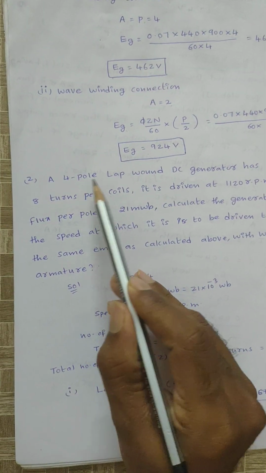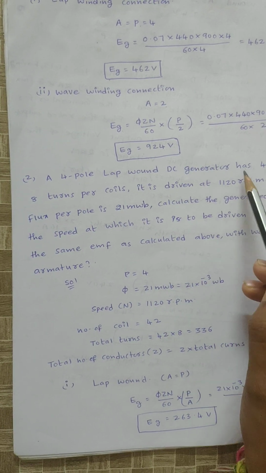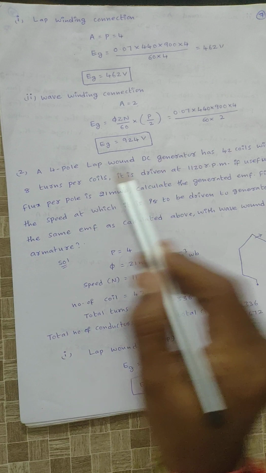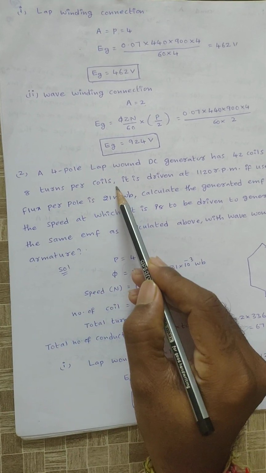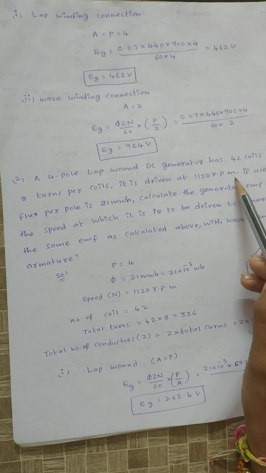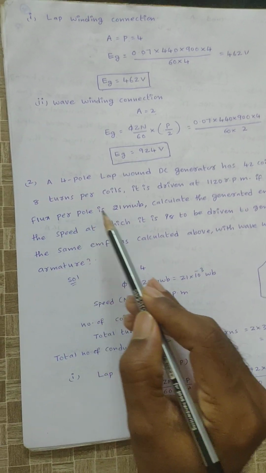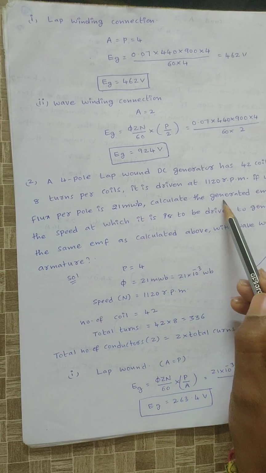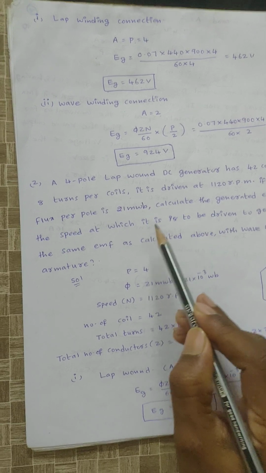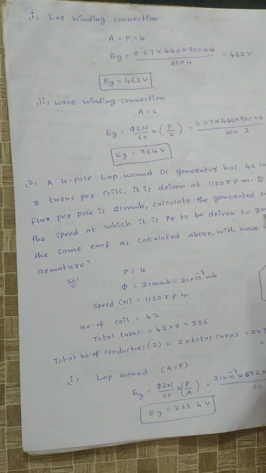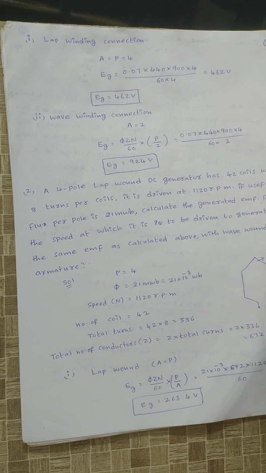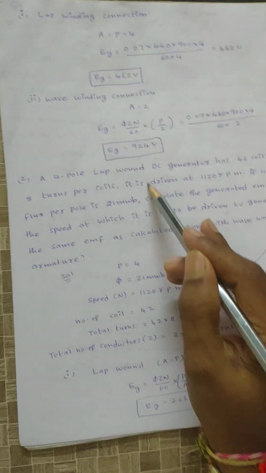Next problem: a 4-pole lap wound DC generator has 42 coils with 8 turns per coil. It is driven at a speed of 1120 rpm. If useful flux per pole is 21 milliwebers, calculate the generated EMF. Find the speed at which it is to be driven to generate the same EMF as calculated above with a wave wound armature. First we will solve the first problem.